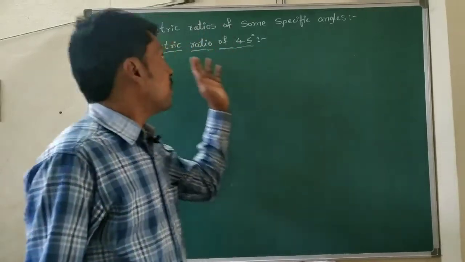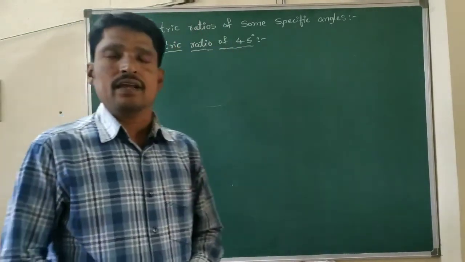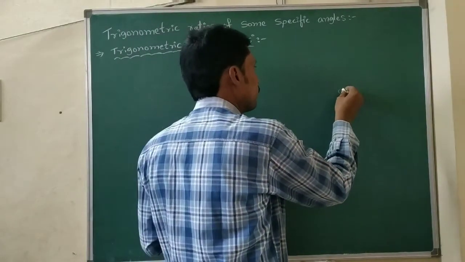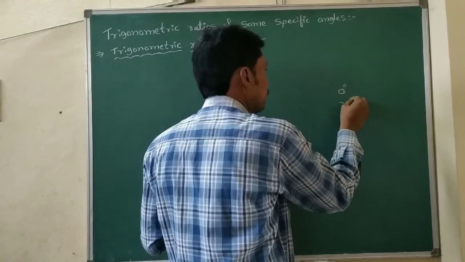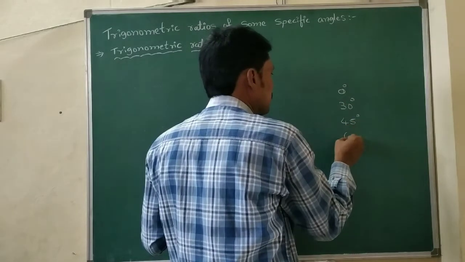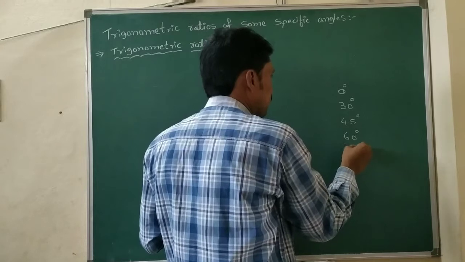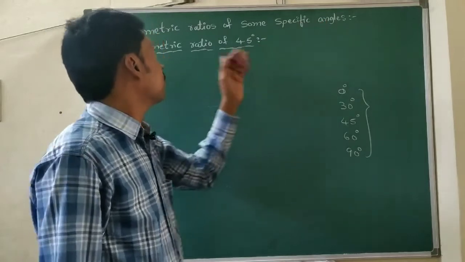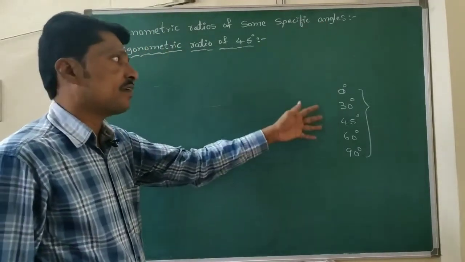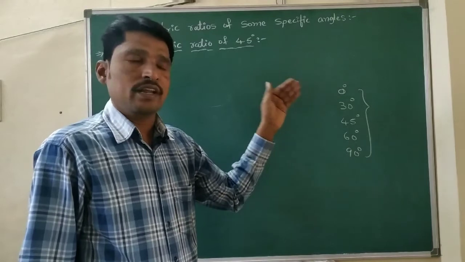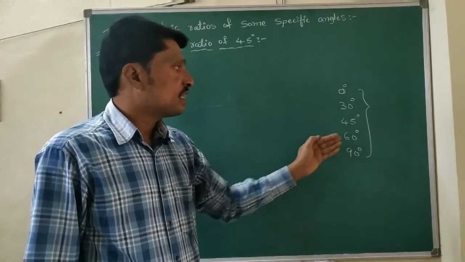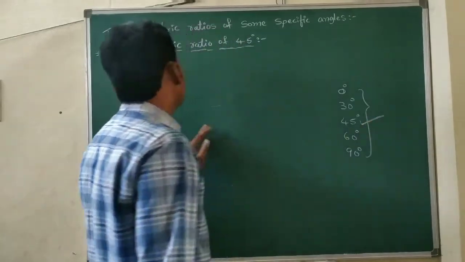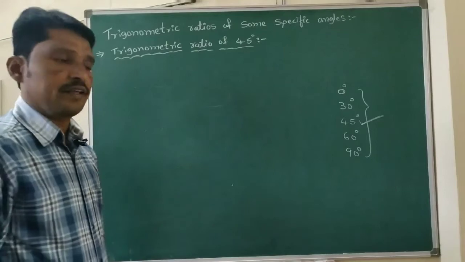Let us see trigonometric ratios of some specific angles. So here, what are the angles? 0 degrees and 30, 45, 60 and 90 degrees. These are the angles we are discussing. First of all, we are discussing the trigonometric ratios of 45 degrees.